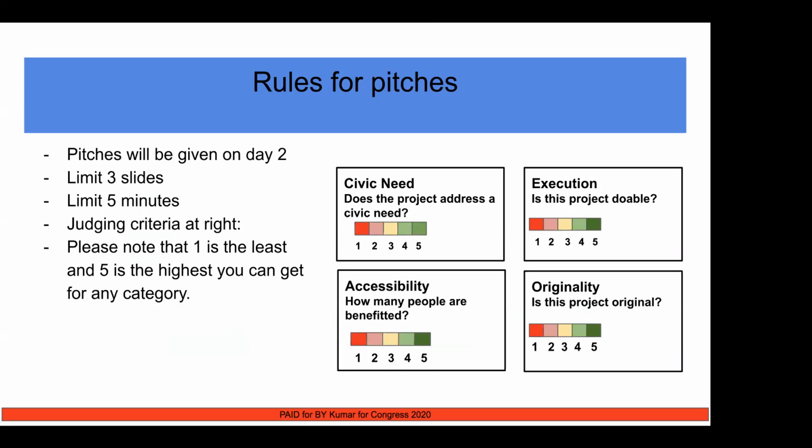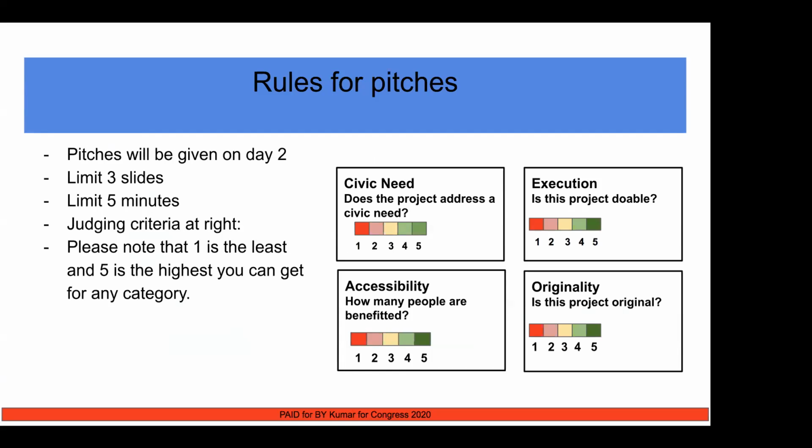Just keep in mind that you will be giving a pitch on day 2. This is not something that you need to work on today, but keep it in mind as you're working. These pitches will be given tomorrow. You'll have a limit of 3 slides and a maximum of 5 minutes to present. You can go below this, there's no minimum. And you can look at the judging criteria on the right.